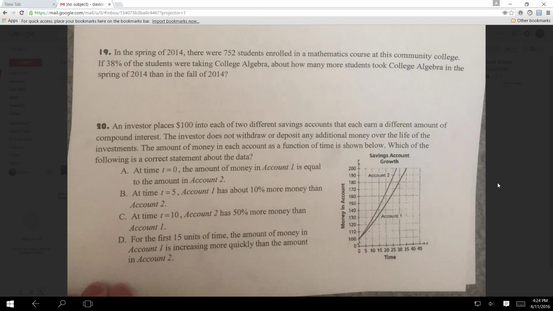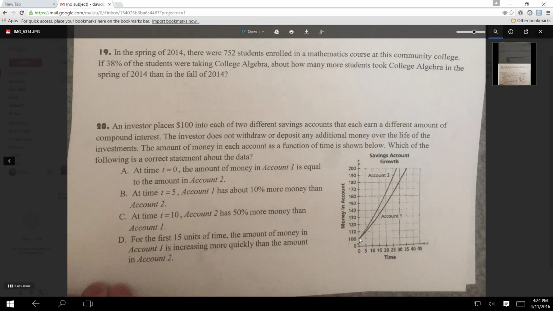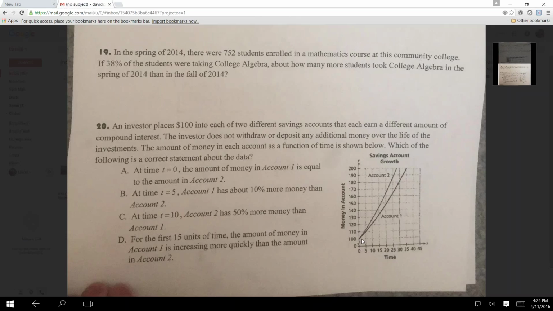Well, we need to go through all four statements. At time 0, the amount in account 1 is equal to the amount in account 2. True or false? It starts at 100. What's this point right there? There's time 0. Remember, he puts $100 into both accounts each. Two different savings accounts.